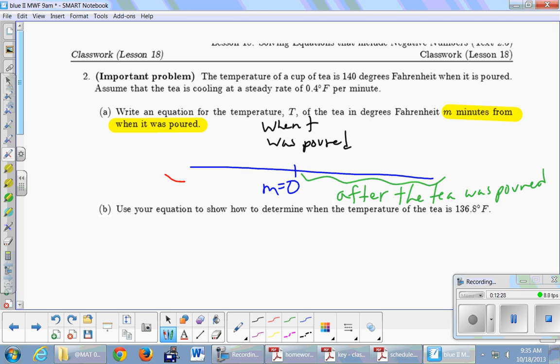And another non-math word to describe all of this space. Before. Before what? The tea was poured.